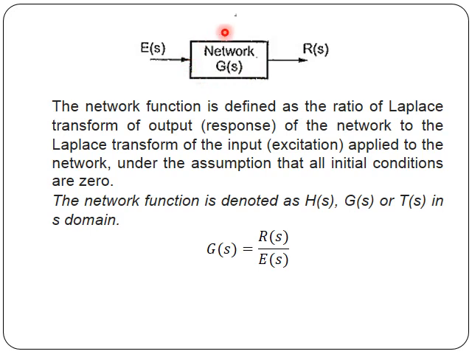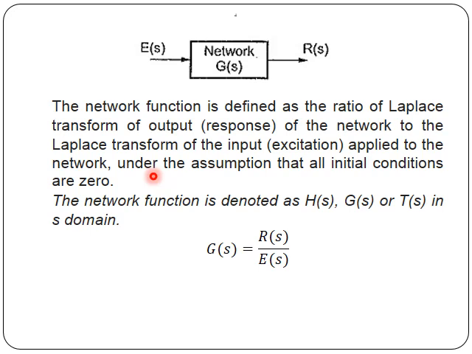When a network is given, which is defined in the S domain as G(S), the input or the excitation is given as capital E(S), and the response or the output on the output side is given as R(S). Then the network function is mathematically defined as the ratio of the Laplace transform of the output, which is the response of the network, to the Laplace transform of the input, which is the excitation applied to the network, under the assumption.